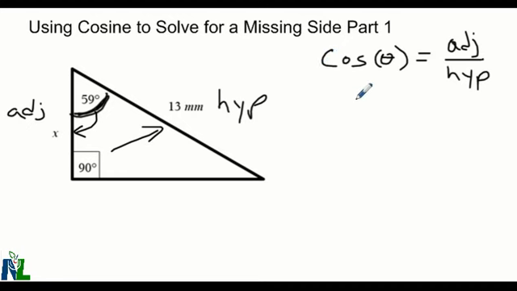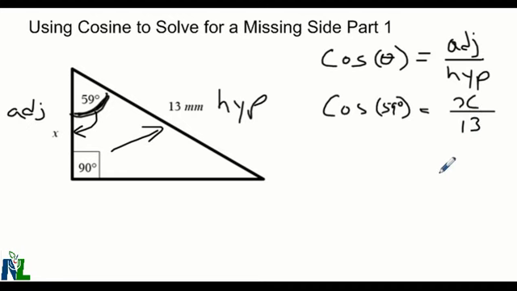Now, our next step is to transfer the information from the diagram into the ratio itself. So we're looking at cosine of the angle, which is 59 degrees, is equal to the adjacent side, which is x, that we're trying to find, divided by the hypotenuse, which is 13.